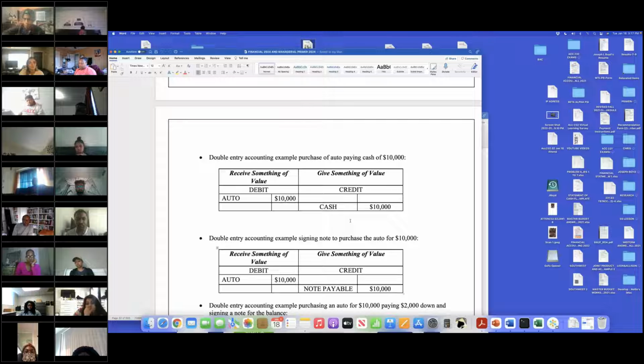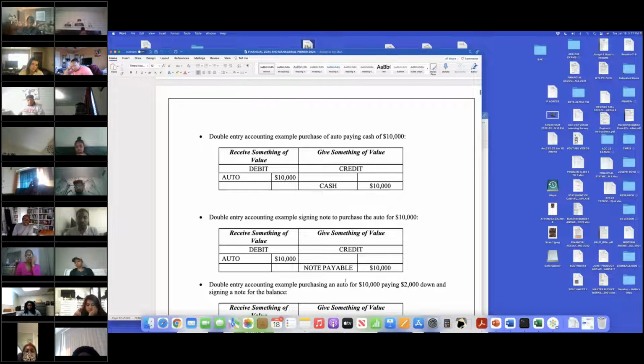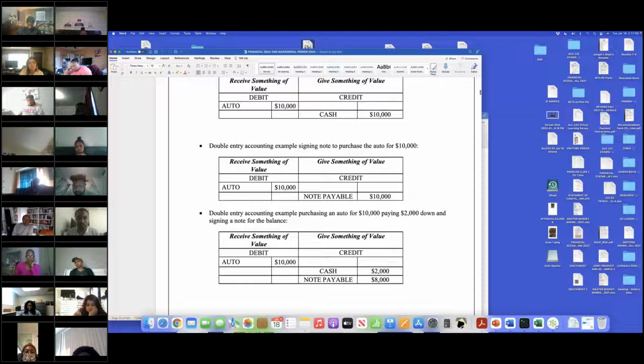We get an auto. First case, we paid cash for it. Second case, we signed a note for it. Then in the third case, we paid $2,000 down and signed a note for the balance. So we debit the auto $10,000, credit cash $2,000, credit note payable $8,000. That's what a journal entry looks like.